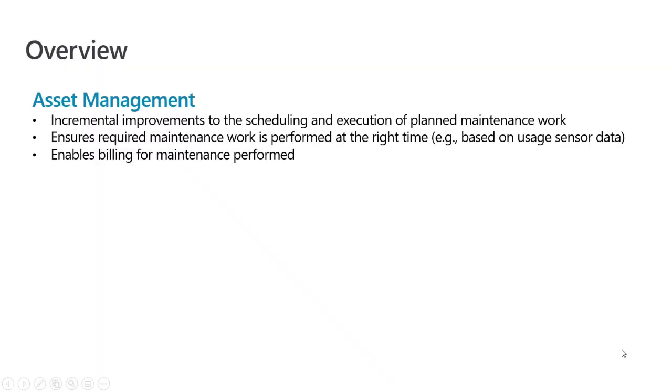So let's start with an overview. So the first area that we'll discuss, the features that were released in Wave 1 of this year under asset management, include some incremental improvements to scheduling and executing planned maintenance work. There was also a feature released to ensure that the maintenance work is performed at the right time, and that's based on taking input from sensor data. And then also we added the ability to bill for maintenance work that has been performed. So that's the high level in the asset management area.